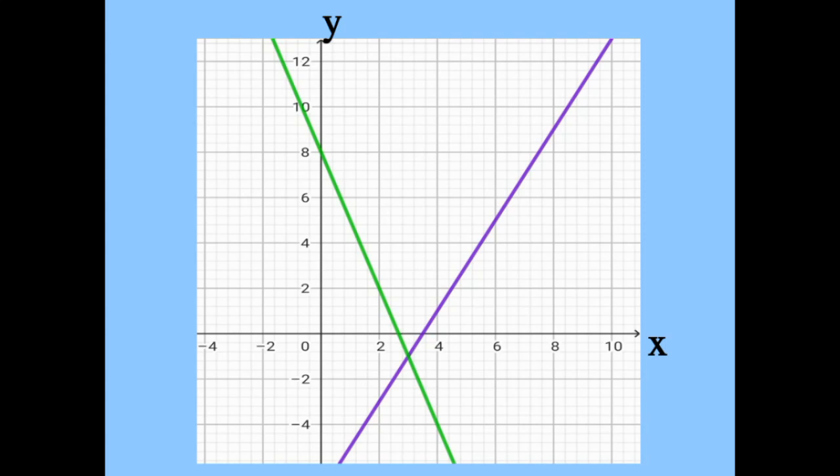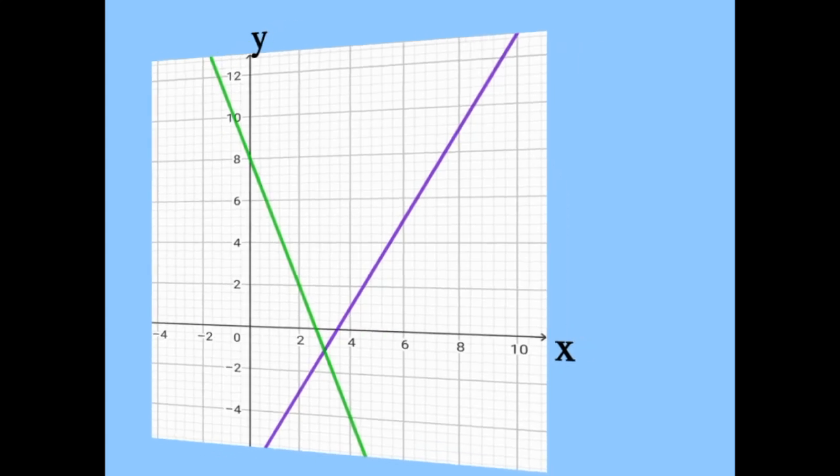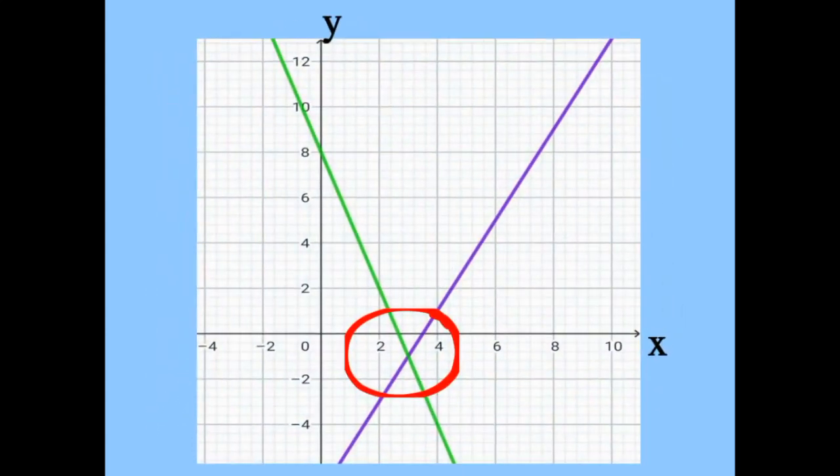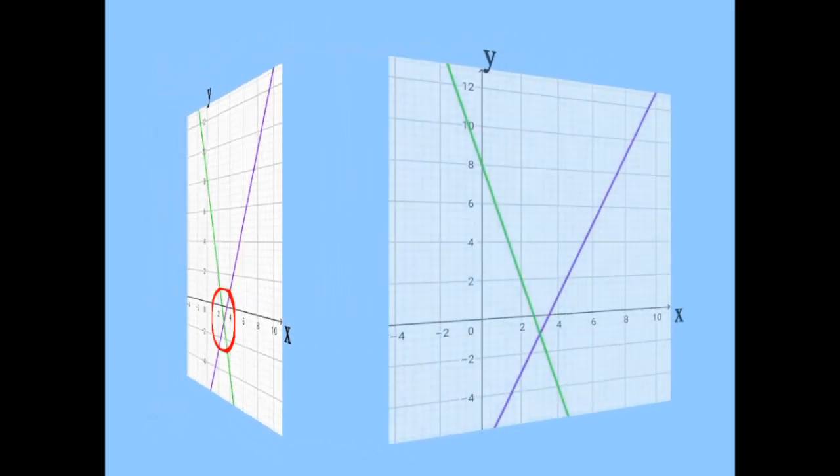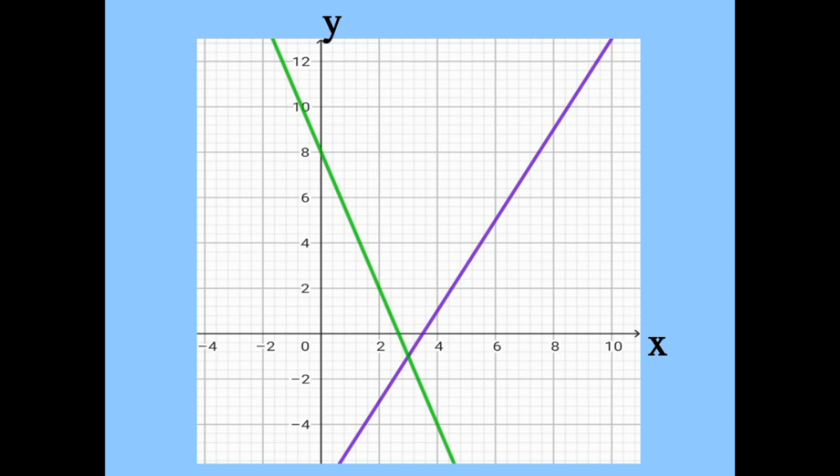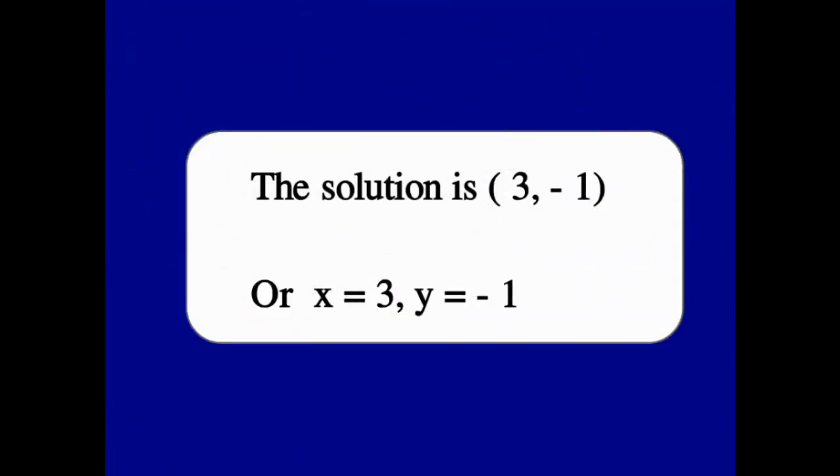Now, let's draw the two graphs on the same axis. So, as you can see here, there is one point of intersection. The coordinates of the point of intersection are (3, minus 1). And hence, the solution to the pair of simultaneous equations y equals 8 minus 3x and y equals 2x minus 7 is x equals 3, y equals minus 1.